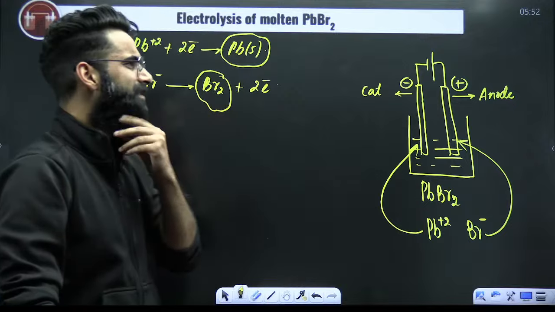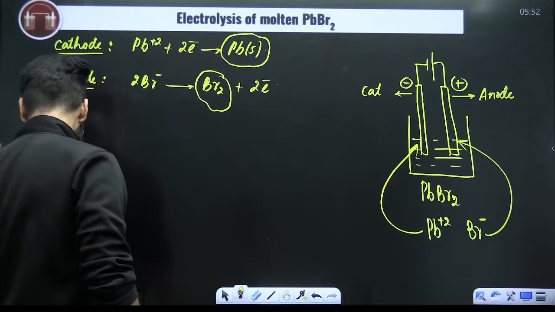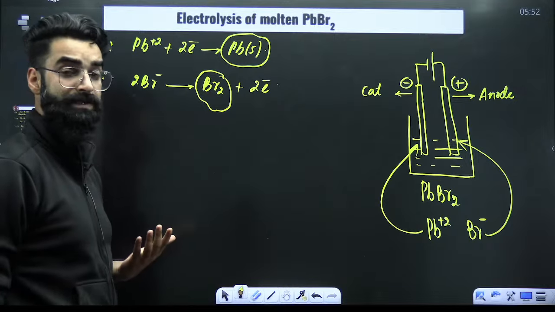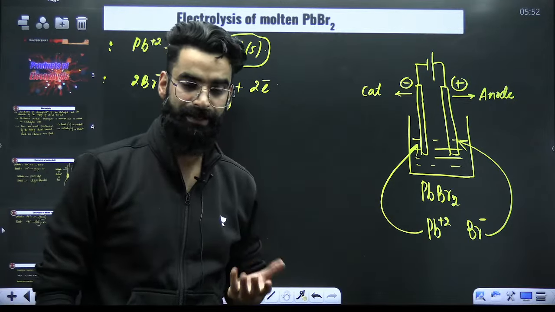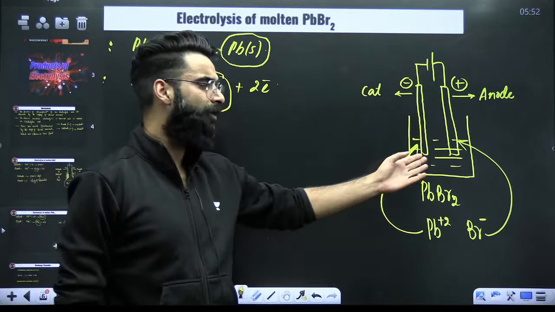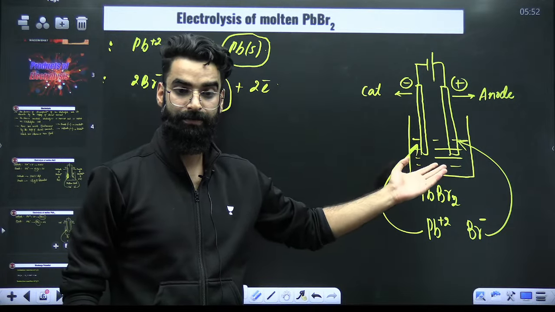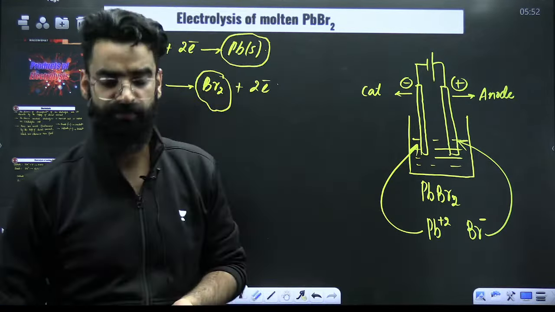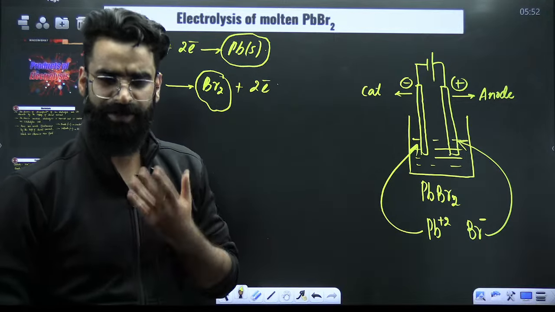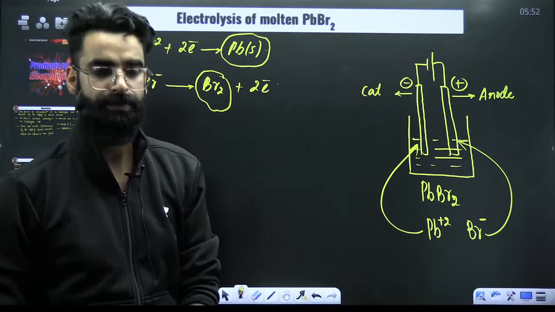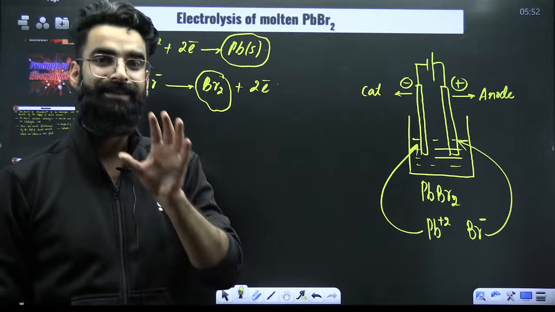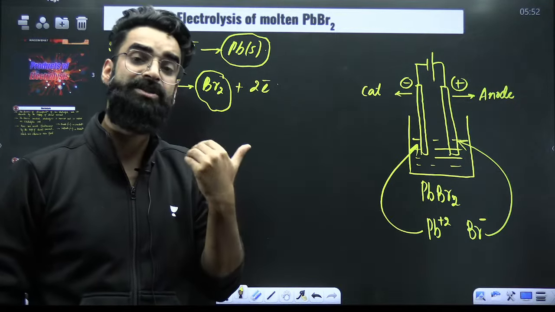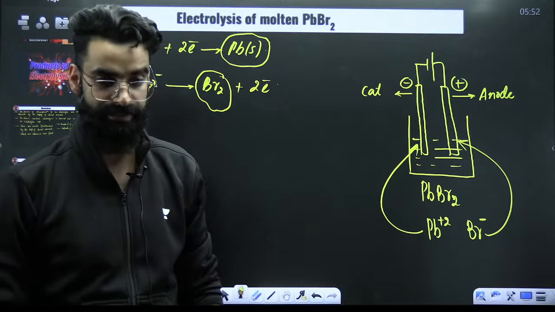Now, my dear students, there comes a point. Since I've told you how to do the electrolysis of molten electrolytes, now you can keep the electrolyte in aqueous form as well. What about aqueous NaCl? What about the electrolysis of aqueous CuSO4? What about the electrolysis of aqueous PbBr2? There are a few things which you need to know before going into the details of the electrolysis of aqueous electrolytes.